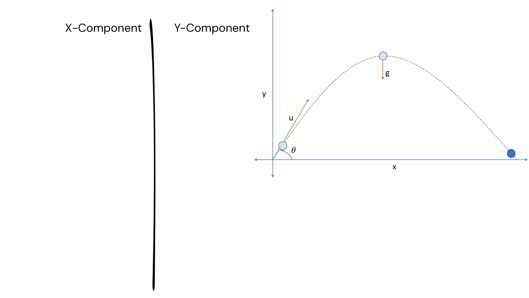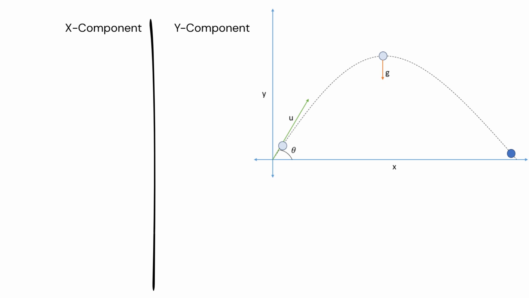Previously, when we studied motion in one dimension, we learned SUVAT equations. From these, let's evaluate the position, velocity, and acceleration acting on the projectile. The velocity u is the initial velocity, and the projectile is launched at an angle theta to x. Let's begin by resolving the initial velocity u into its x and y components.